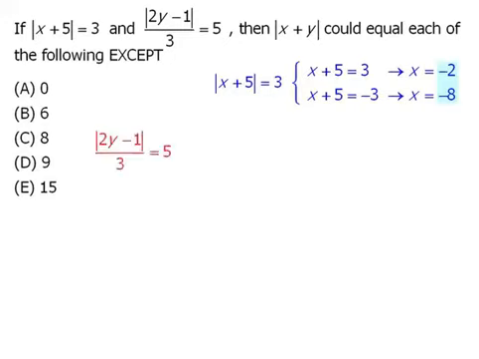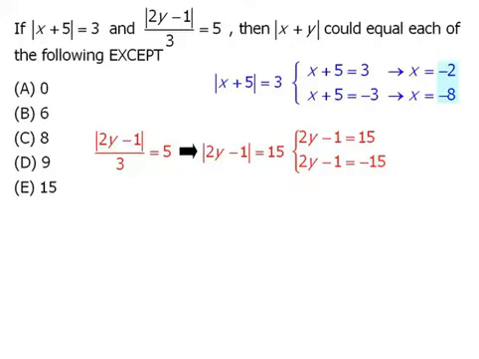Now let's solve our second equation. We'll begin here by multiplying both sides by 3. And now, if the absolute value of 2y minus 1 equals 15, then either 2y minus 1 equals 15 or 2y minus 1 equals -15. When we solve these two equations for y, we get two possible values.